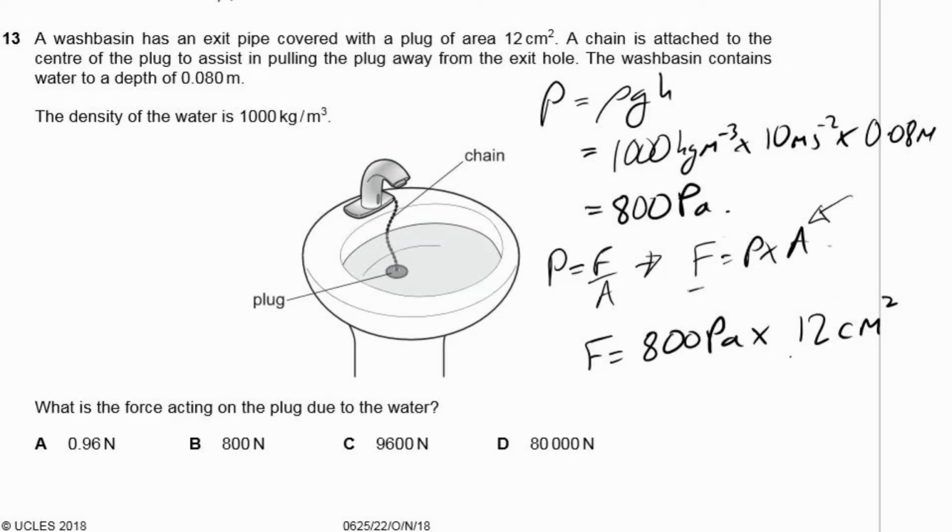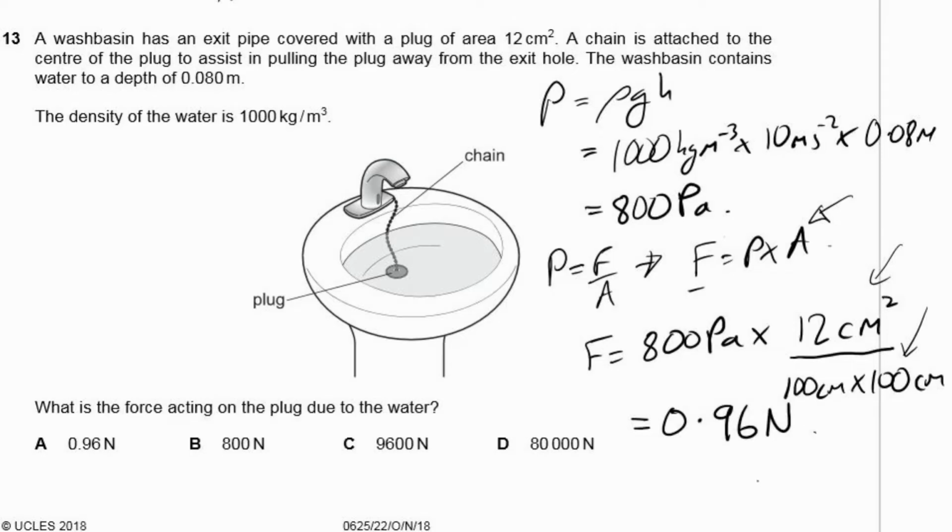So what does that mean? Well, if I've got centimetres squared here, I know that a metre is 100 centimetres by 100 centimetres. So to convert centimetres squared to metres squared, I need to divide it by 10,000. So if I put that information into the calculator, that will give me a value of 0.96 newtons. And the answer is option A. There we are.